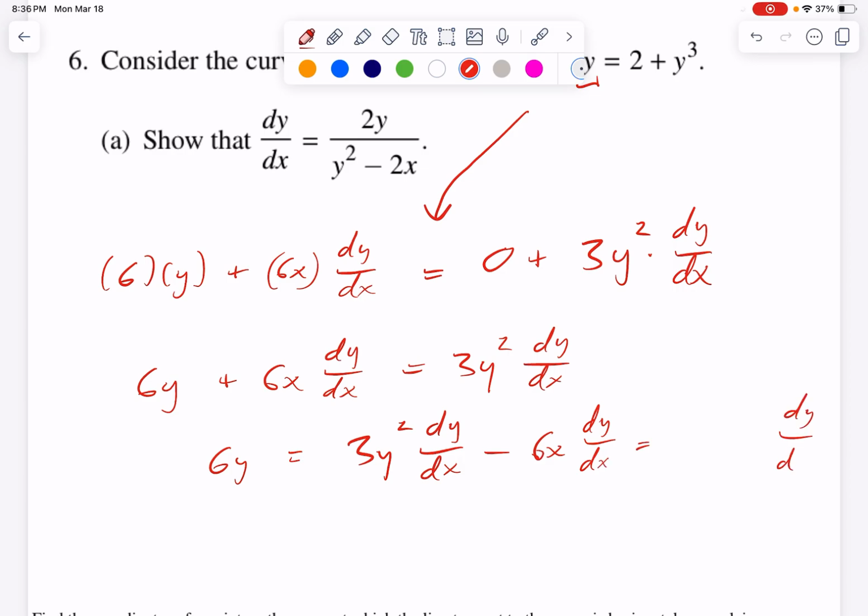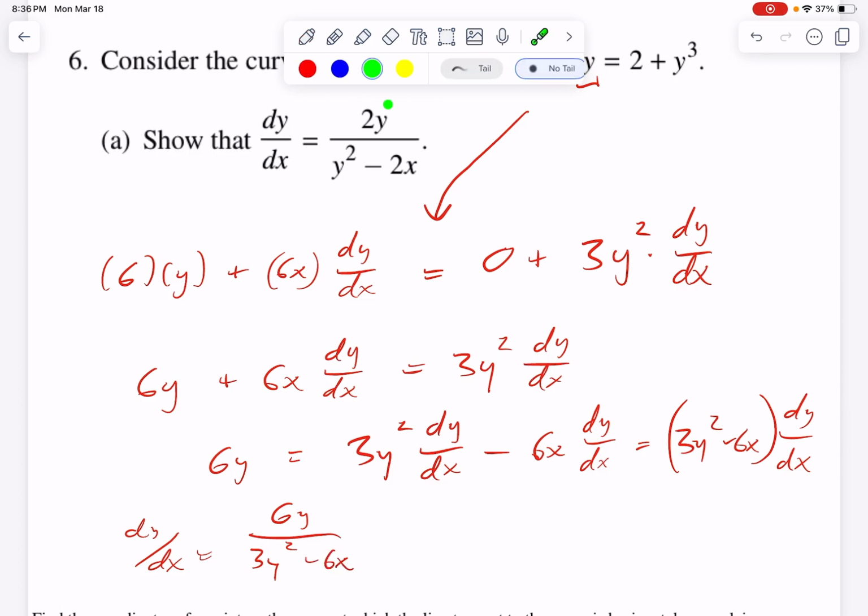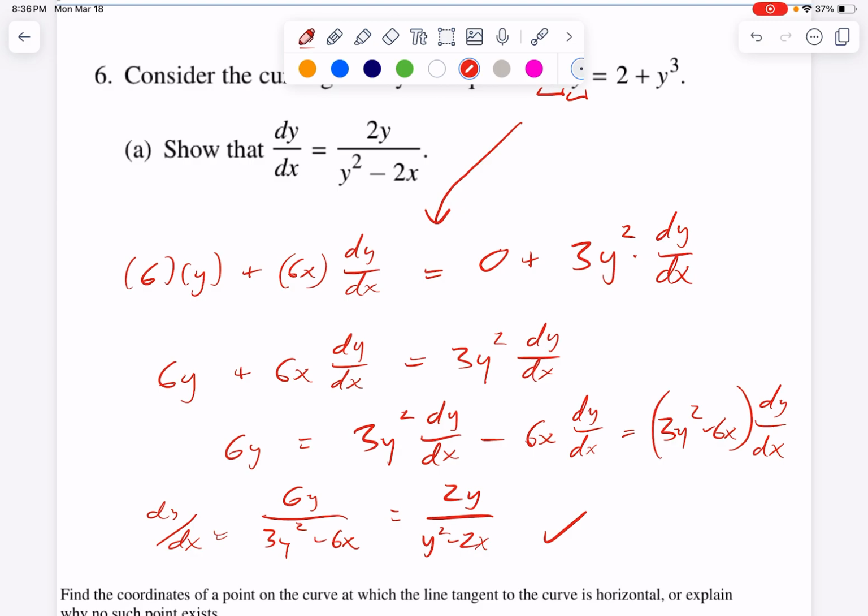And we can factor it out, so it's written only once. We have 3y squared minus 6x. So that means if we divide, dy/dx is 6y divided by 3y squared minus 6x. And we might notice that's not what is here, but hey, everything's divisible by 3. So we just divide by 3, and we're good. Right? Writing that check mark is not a bad idea. We're confirming, yes, the thing you told me the derivative was, that is the derivative.